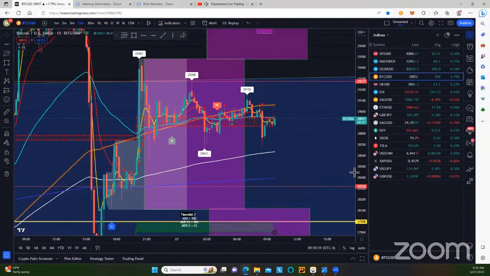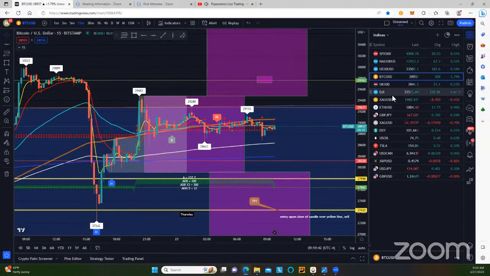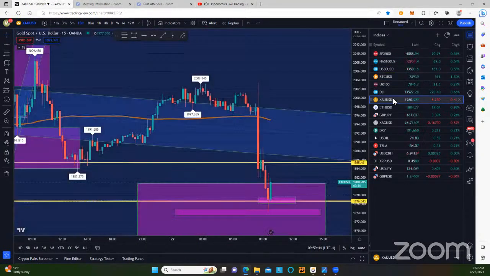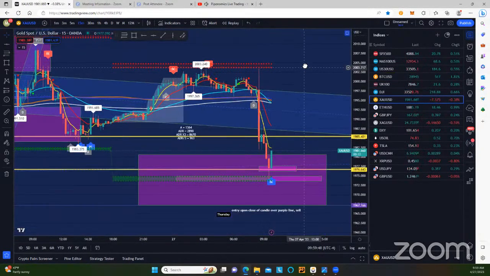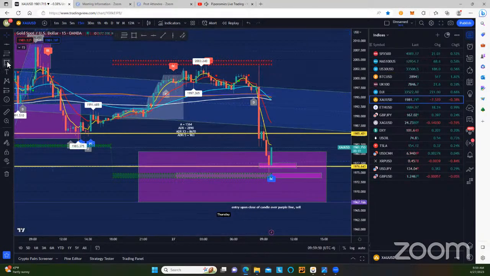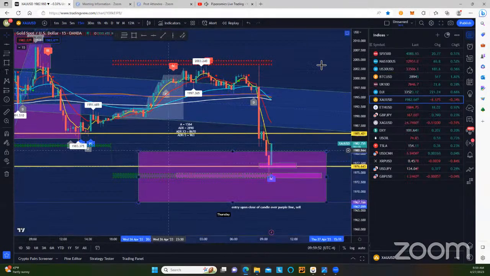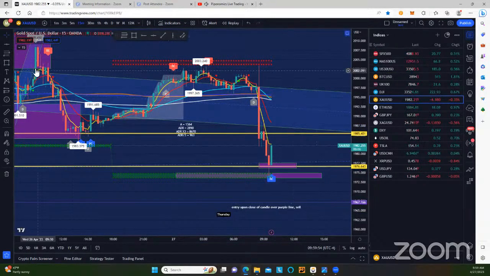Here's Bitcoin, still no movement. I guess it has all eyes on Bitcoin. Let's see what gold's doing. Gold is still ricocheting off of that momentum. So we can honestly follow gold.